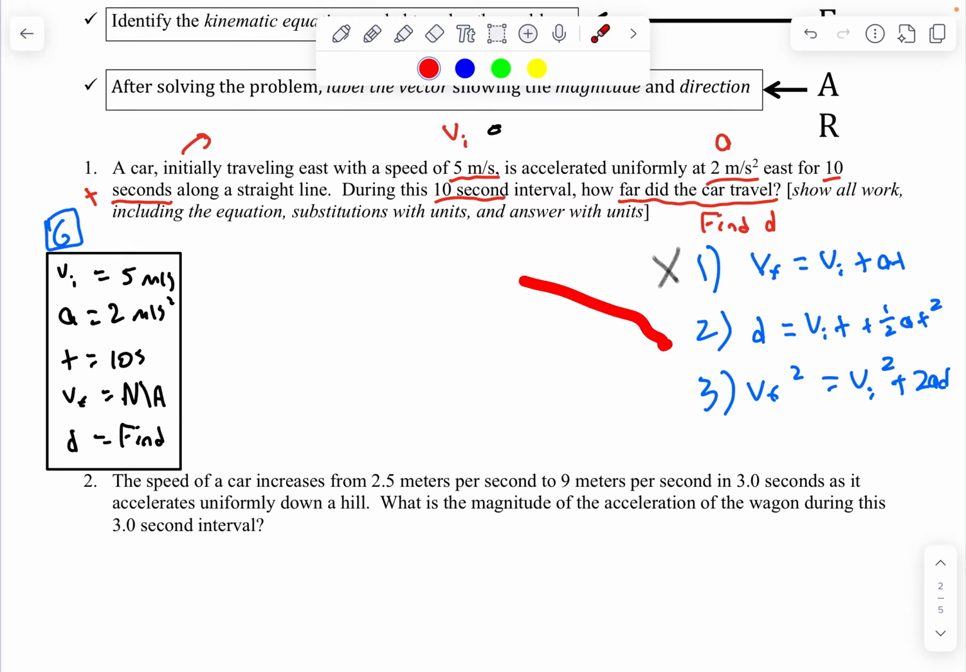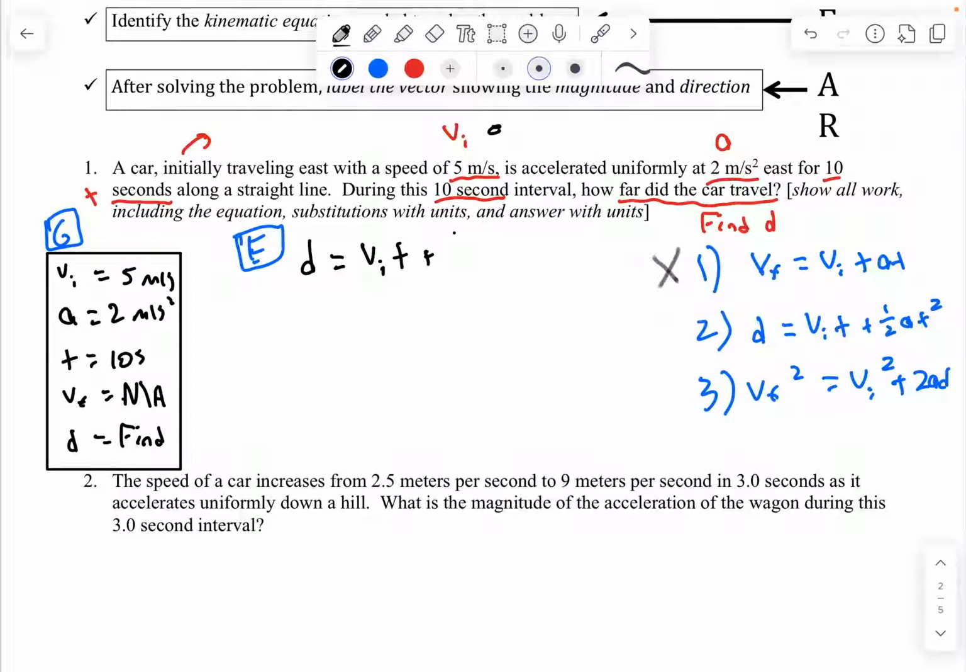And all we're going to do is expand it over here. So for the equation, always use gear. It's displacement equals the initial velocity times time plus 1/2 acceleration times time squared. Great, and now let's go to the A.